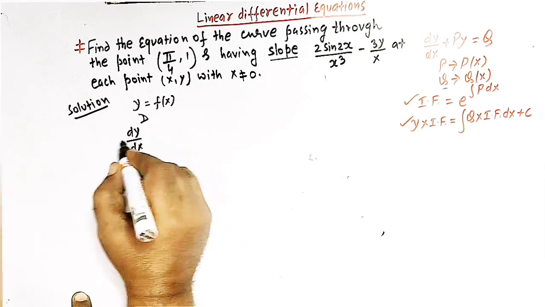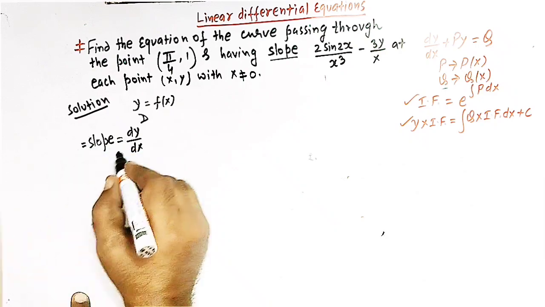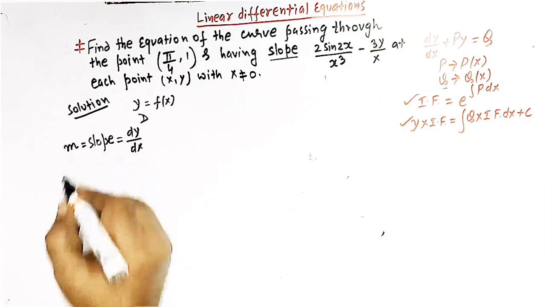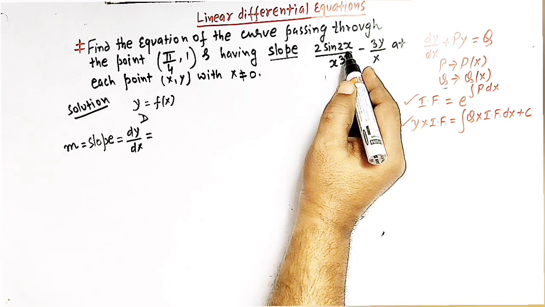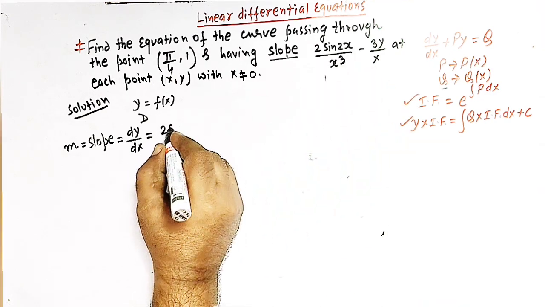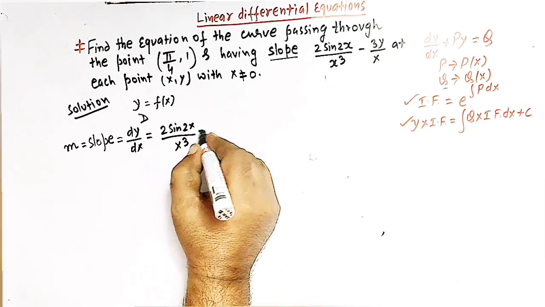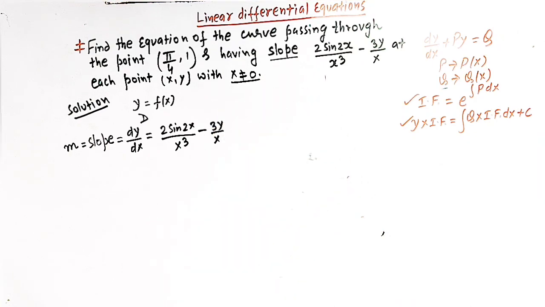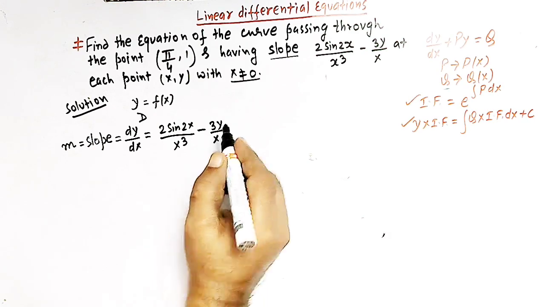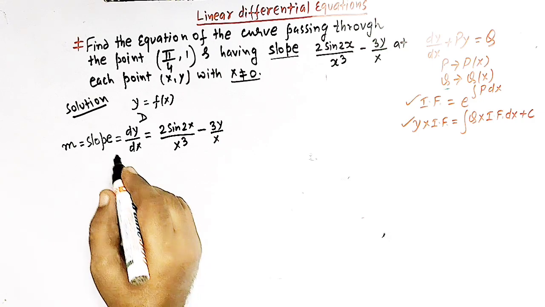So dy over dx is the slope of the tangent, which is sometimes also denoted by the letter small m, right? So dy over dx is given as this expression, that is 2 sin 2x divided by x cubed minus 3y over x, and obviously here x is not equal to 0. So now let us take this term, that is minus 3y over x, to the left hand side, right?